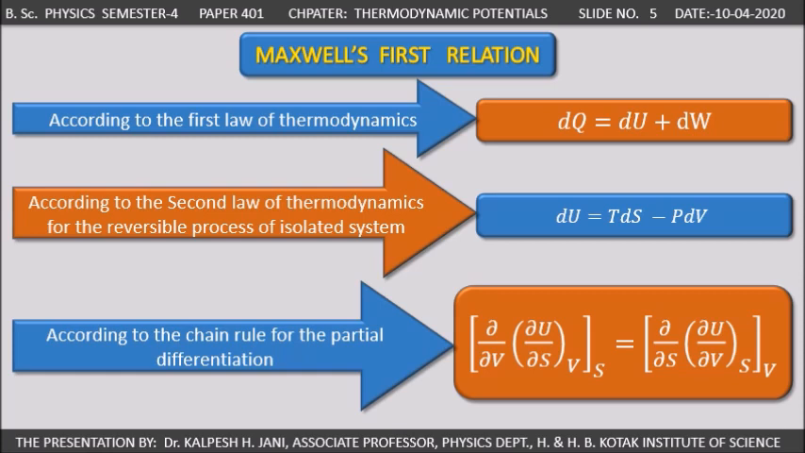In the same manner, you can do the same thing in the reverse order of the variables. First you differentiate U with respect to V, and then you differentiate further with respect to S. So according to the Schwarz theorem, these two second order differentiations should be equal to each other. So now let us make use of this Schwarz theorem and work out the Maxwell's relation.